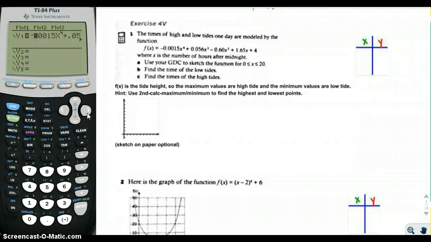Negative 0.0015 x to the fourth plus 0.056 x to the third minus, oops, I put a plus there. That makes a difference. 6x squared, and then plus 1.65x plus 4. Okay, now let's try.